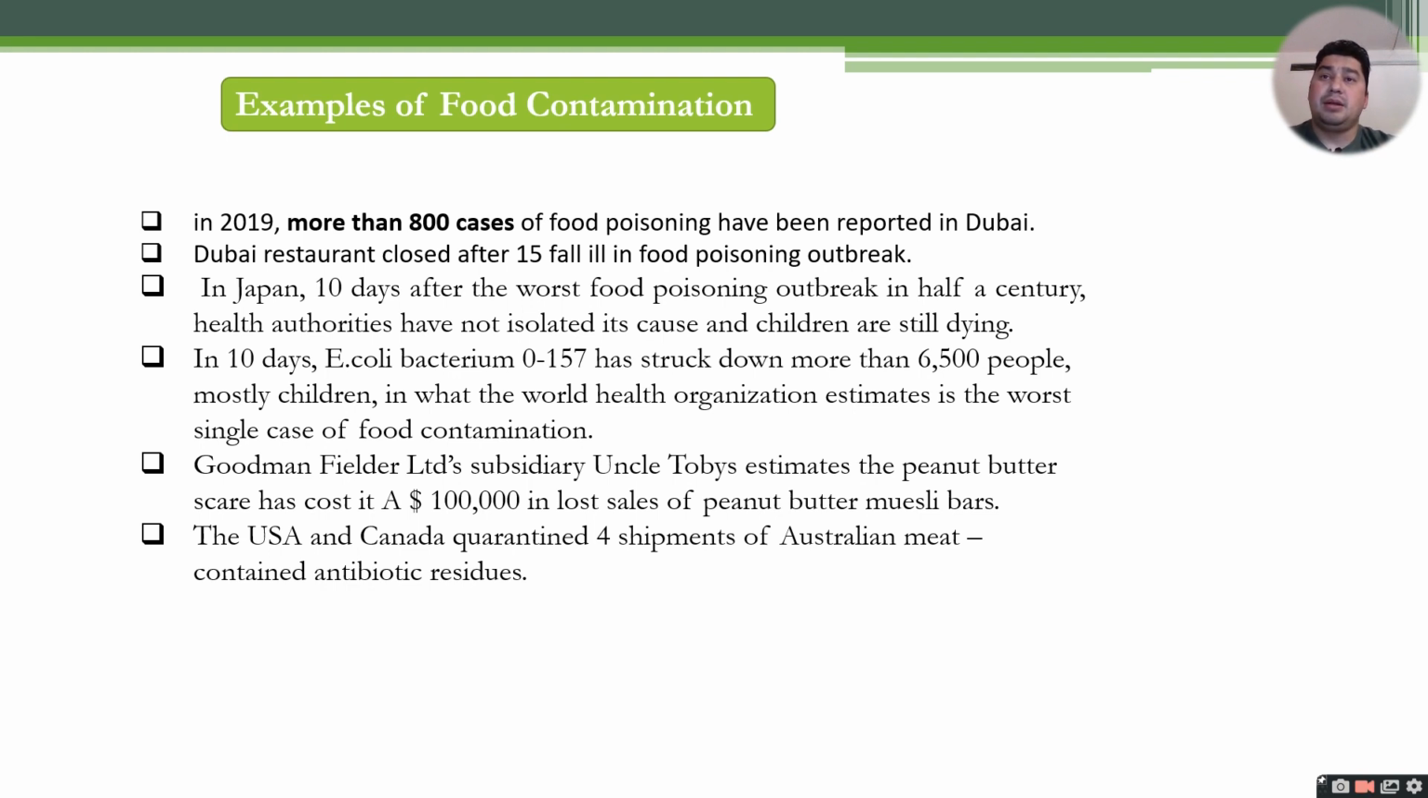Goodman Fielder Limited subsidiary Uncle Toby's estimates the peanut butter scare has cost $100,000 in lost sales of peanut butter muesli bars. The USA and Canada quarantined 4 shipments of Australian meat containing antibiotic residues. So these are some examples of food contamination around the world.